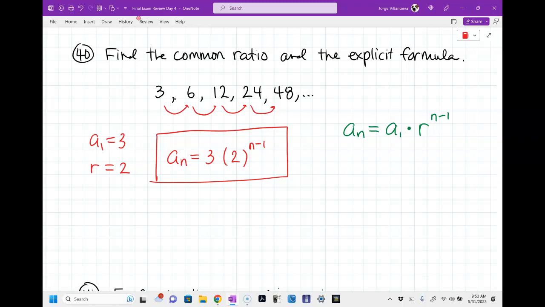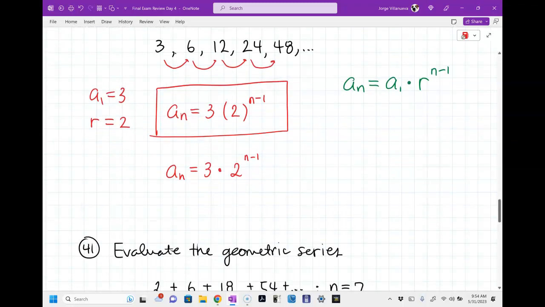And remember, sometimes on these tests, they may write it like this. Just kind of depends. Same thing. Either way is fine. They just want the explicit formula. So that's the explicit formula. Just write out the formula for it. The only time we solve is if they say find the sum or evaluate. So, like this one.